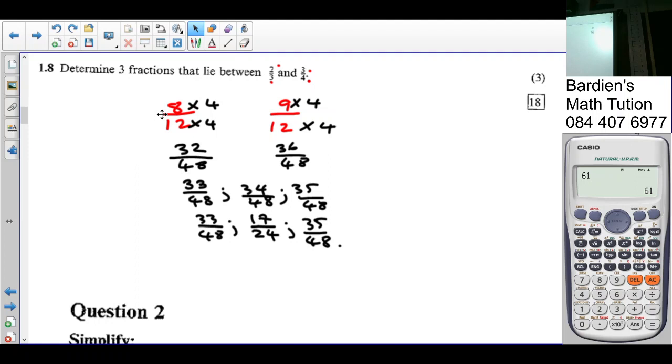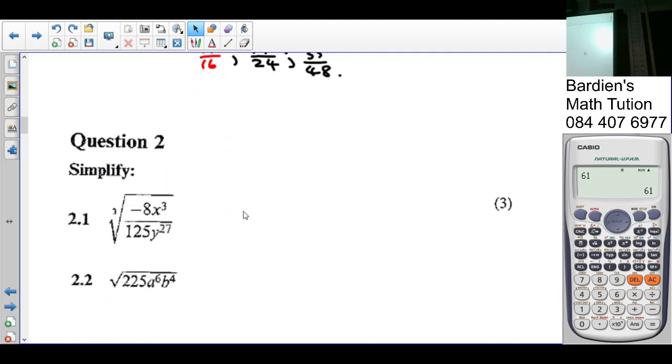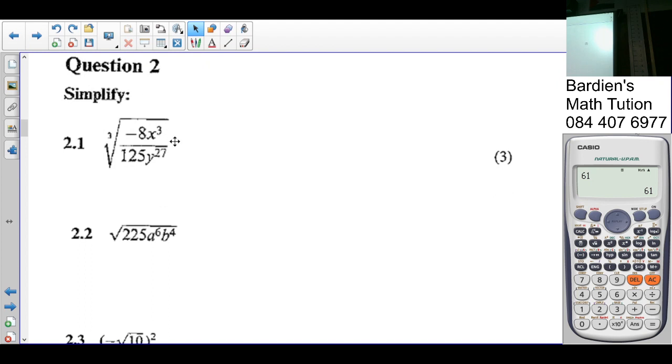Three can go into 48. So 3 goes into here 11 times, 3 goes into here 1, 6. 11 over 60. Is that correct? Yes. Right, you all agree? You all understand? Any confusion here? No? Right, question 2.